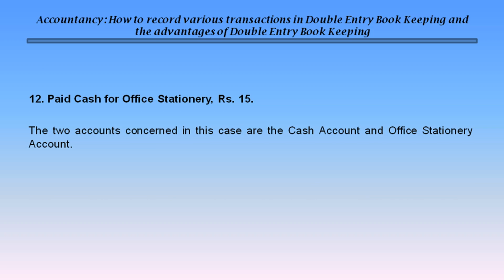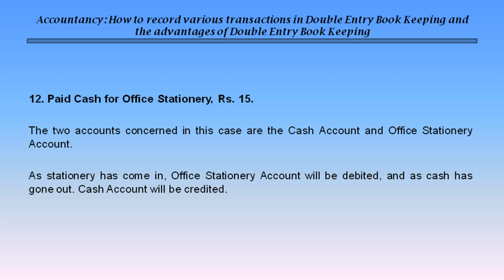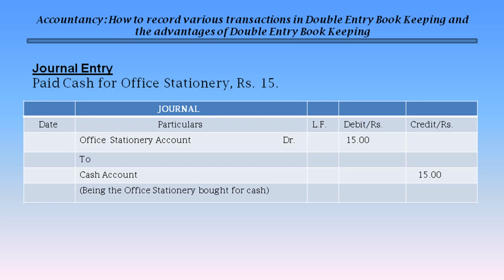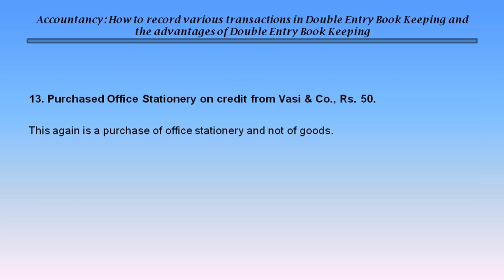Paid cash for office stationery rupees 15. The two accounts concerned in this case are the cash account and office stationery account. As stationery has come in, office stationery account will be debited, and as cash has gone out, cash account will be credited. Journal entry for paid cash for office stationery rupees 15 is office stationery account debit 15 rupees to cash account credit 15 rupees, being the office stationery bought for cash.